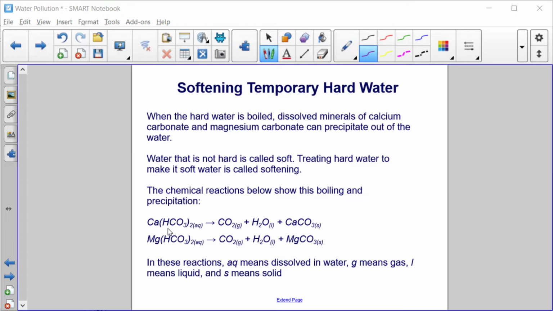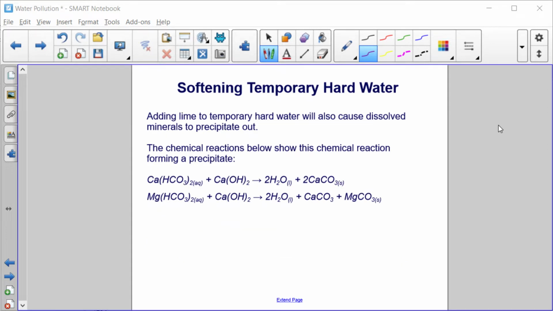So through this boiling process, we boil this aqueous calcium or magnesium HCO3, and we form carbon dioxide gas, water, and then we precipitate out the solids of calcium carbonate and magnesium carbonate. In these reactions, aq means dissolved in water, g means gas, l means liquid, and s means solid.